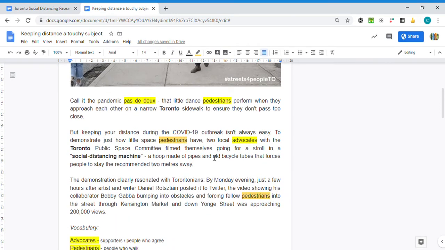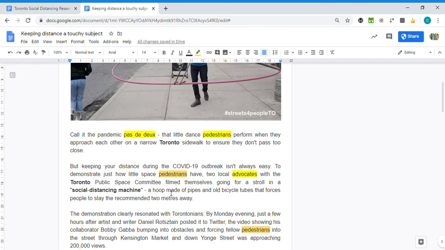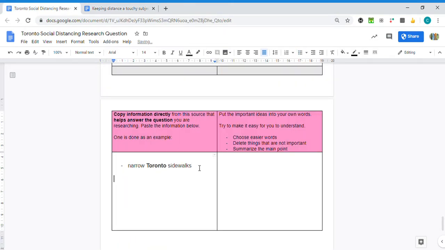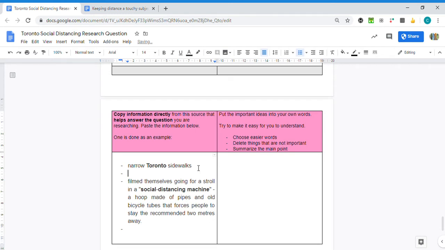Is this a detail that's important for my research? It could be. It's not helping me answer the question in a very general way because this is a very specific example, but it is definitely something that is helping. So I'm going to take this piece of information. Okay, I'm going to say that they filmed themselves going for a stroll and that they made a social distancing machine. I'm going to say, okay, maybe that's helpful. I'm going to include that here and paste it into my document.